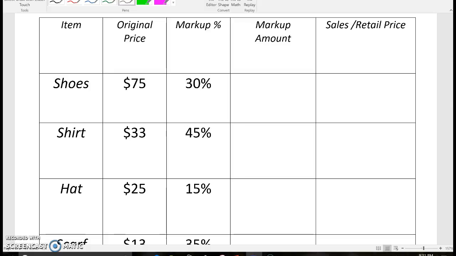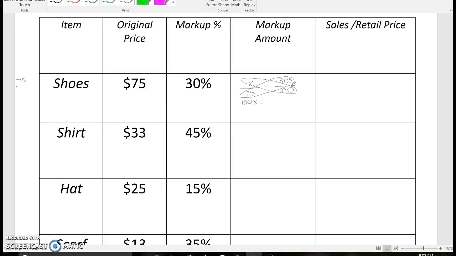So we have shoes, and they are $75, but they're going to mark them up. They're going to increase the price by 30%. Okay, so our markup amount. We have our percent amount, but we need our dollar amount, right? So our percent always goes here. So 30% is here. My dollar amount is here. I don't know how much money I'm marking it up by. 30 over 100, x over 75. Now that I have that set up, I'm going to do my cross product. So 100x equals 75 times 30.